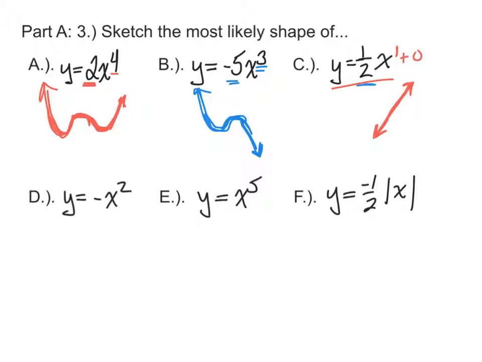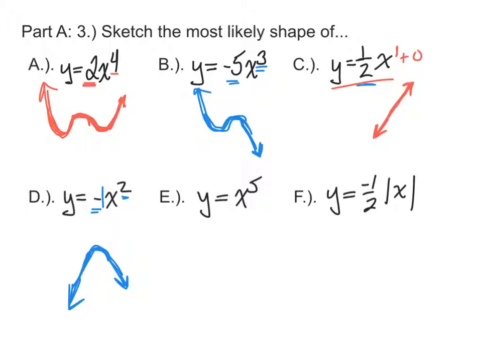Anyway, y equals negative x squared. Since the leading coefficient is negative, that's negative 1. But negative 1 is negative, so it's going to go down on the end. The degree is 2, so that means it has 1 turn.